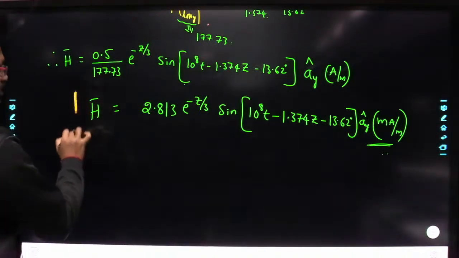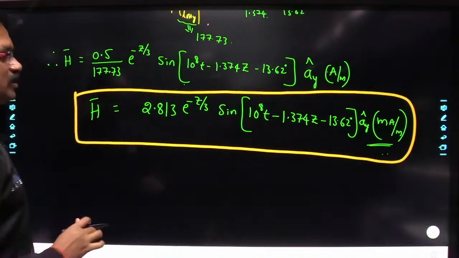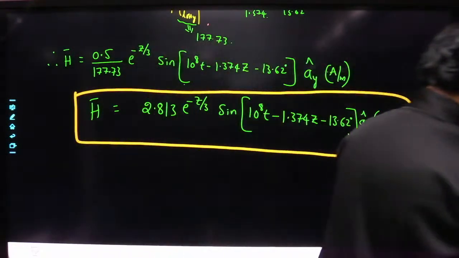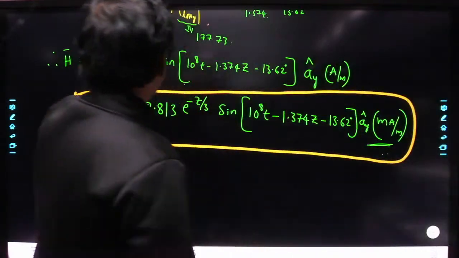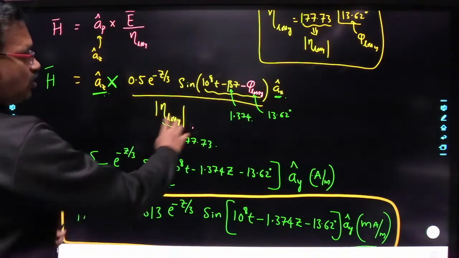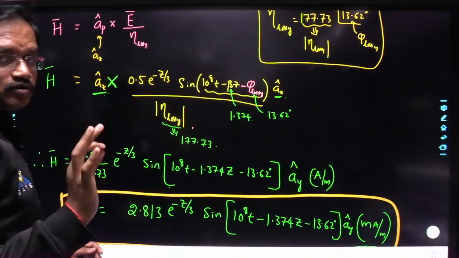Right. So this is the expression for the H field. In this manner you have to write the H field. Just take care whenever you are dividing with eta. Whenever you are dividing with eta, what you have to do is subtract the phase shift. That is what you have to take care of.